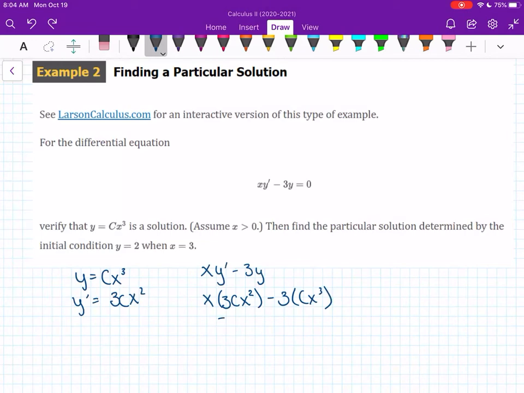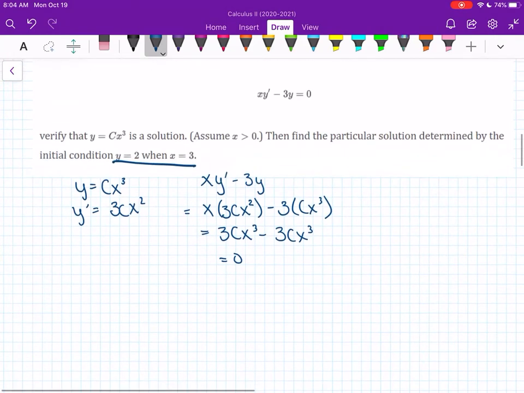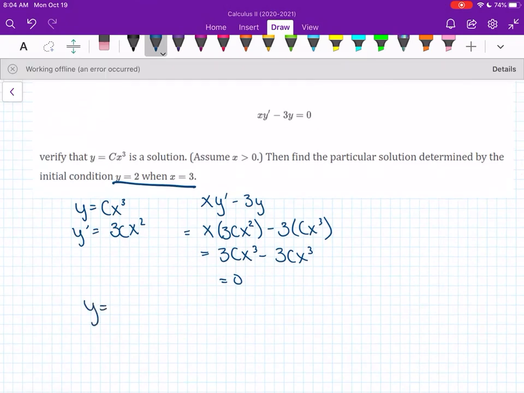And so then I get 3cx cubed minus 3cx cubed, which equals 0. So there we verified it. Okay, next step, find the particular solution when y equals 2 and x equals 3. So if I have y equals cx cubed and I plug in those values, I get 2 equals c times 3 cubed. So then I'm going to get c equals 2 divided by 27.